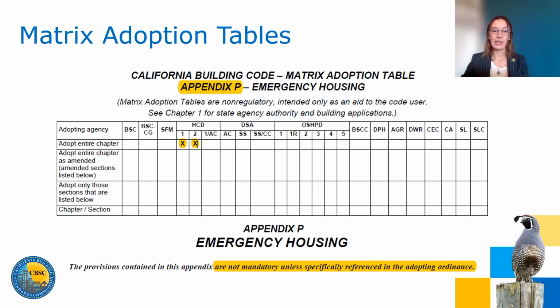Another example is Appendix P, Emergency Housing, in the California Building Code. It is adopted by HCD for use only by jurisdictions that specifically adopt it in their local ordinance. This ensures that the regulations for emergency housing will be applied uniformly across the state. If a jurisdiction does not need emergency housing, then it does not need to adopt this appendix.